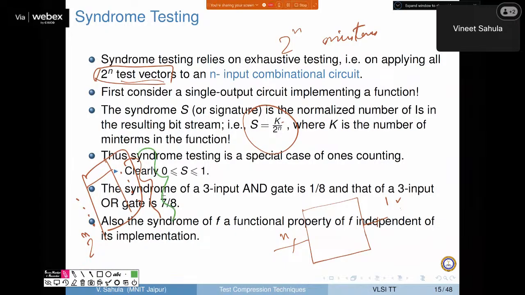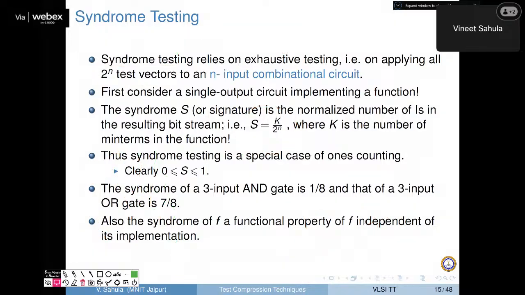So for this function here, how many ones are there? I say k ones are there. Our function uses k minterms. Function f has k minterms only, right? So k ones are there. So then the function syndrome would be k by 2 to the power n. That's all. That's what we say. Right? So if you look at it, for a 3 input AND gate, the syndrome is 1 by 8. But for a 3 input OR gate, the syndrome is 7 by 8. Right? Fine.